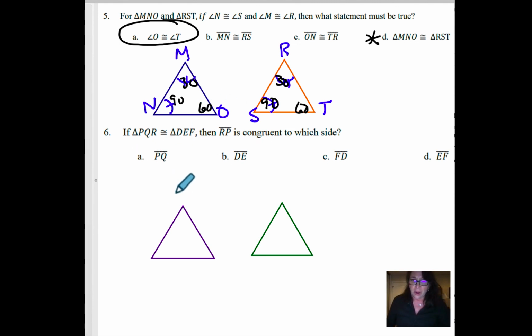For PQR, so here we go again, PQR, and then we have D, and then E, and then F. Then segment RP is congruent to, see, RP should be congruent to FD. So FD. You don't really have to draw them out. You can just look at the segments on here. So I'm looking for RP is congruent to FD, and so that would be this one.